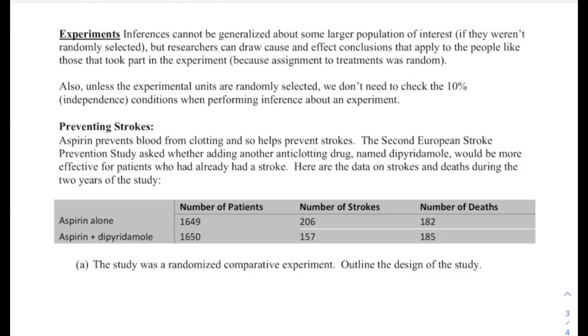The other good news here is, remember that 10% rule that we always check to make sure that our sampling is less than 10% of the total population. We're not sampling in an experiment, so we don't need to check that 10% rule.